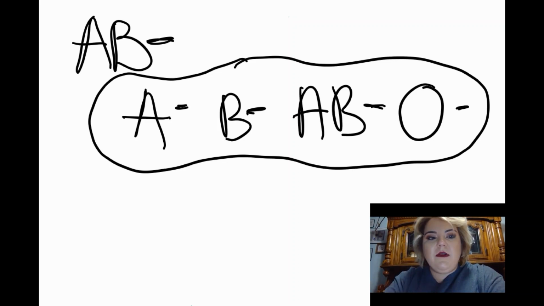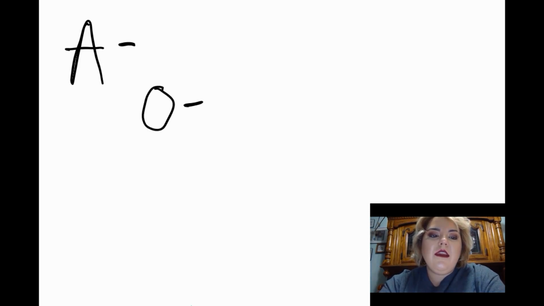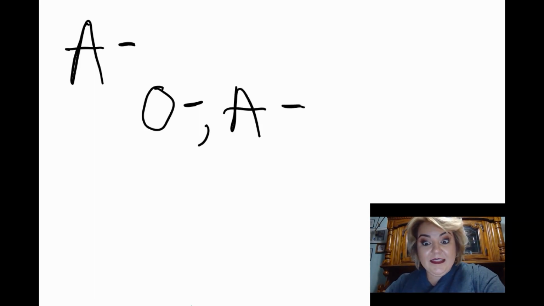Okay, let's try another one. All right, let's try A negative. A negative can receive O negative and A negative. That's it. All right, let's move along.